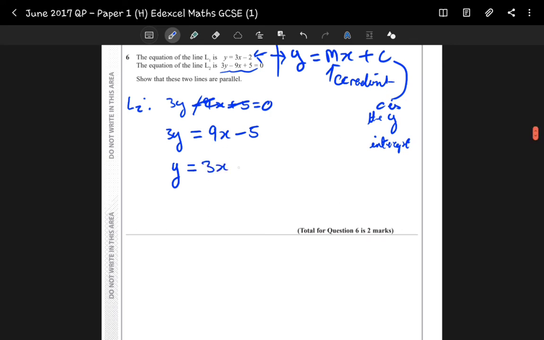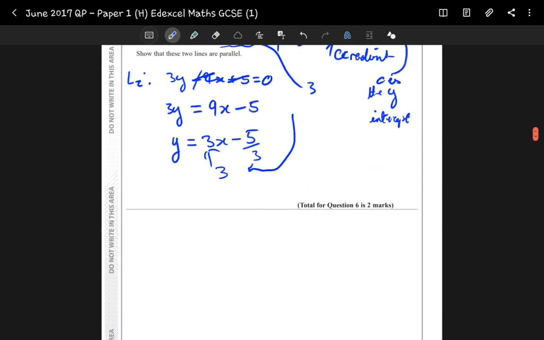At this point we could actually stop, but let's be comprehensive and thorough. We're going to have minus 5 over 3. We can just write it like that. What we've identified now is that the gradient here is 3. We also know that from line L1 the gradient is also 3. They're the same, and that means they're parallel. So after that I'd write: the gradients are the same (3x), and then conclude, therefore they are parallel.